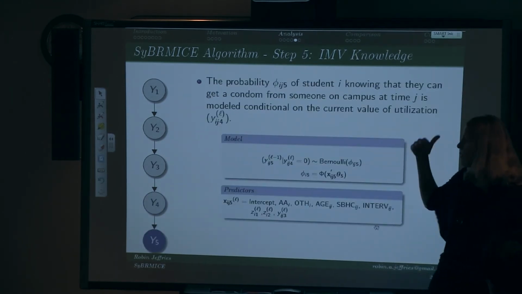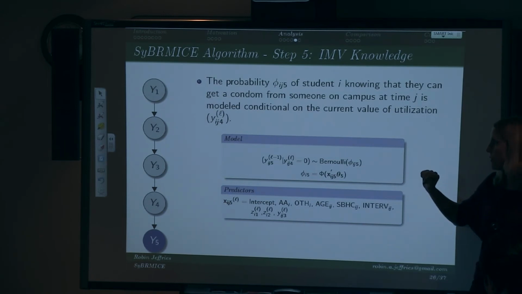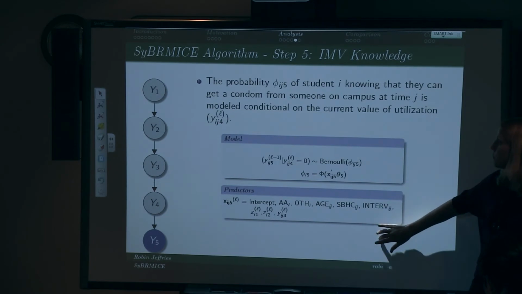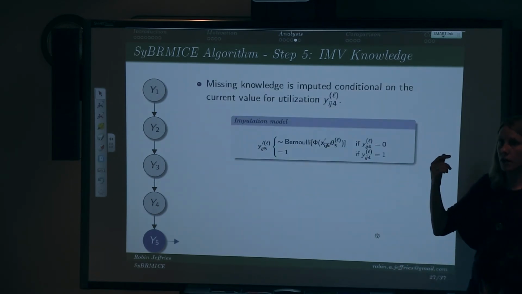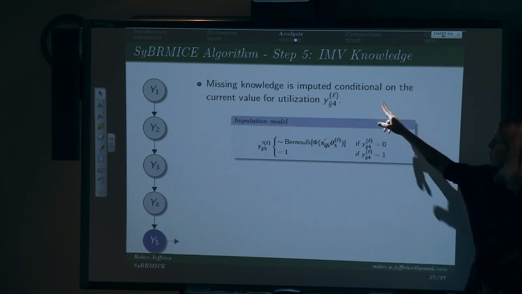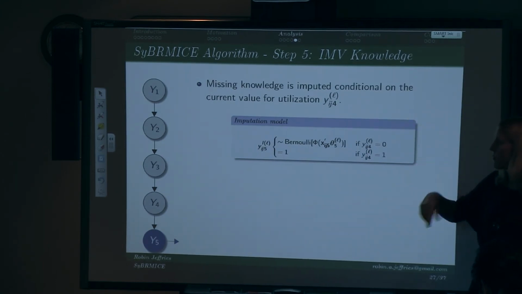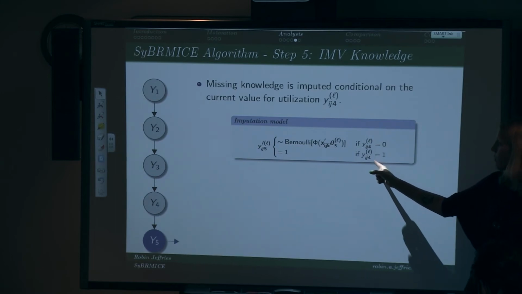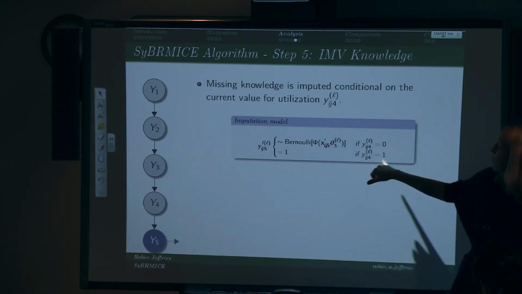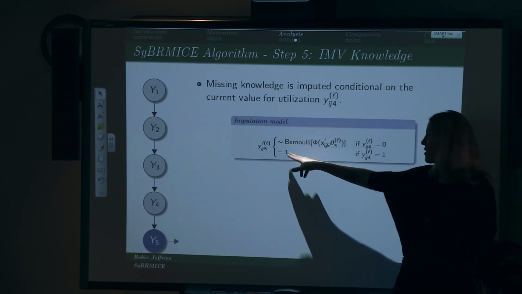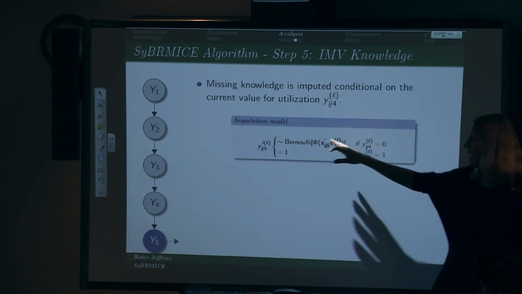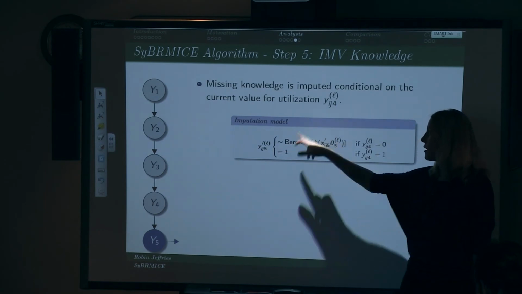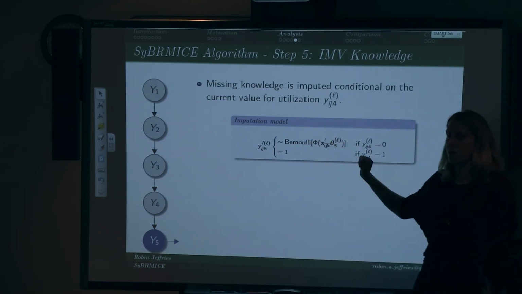Then the model for knowing about the cap is also a probit regression model, with the same set of predictors, but it's conditional on the current value for utilization. So if the current value for utilization is 1, then knowledge is set to 1. But if they haven't gotten a condom from the cap, then the probability of knowing about it is modeled using that probit regression model.